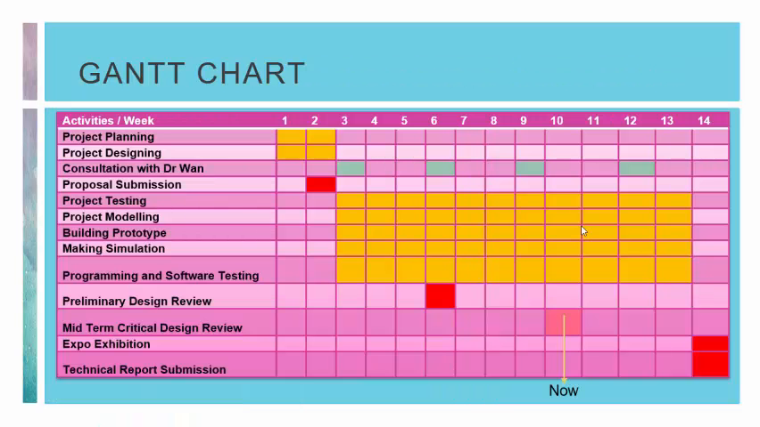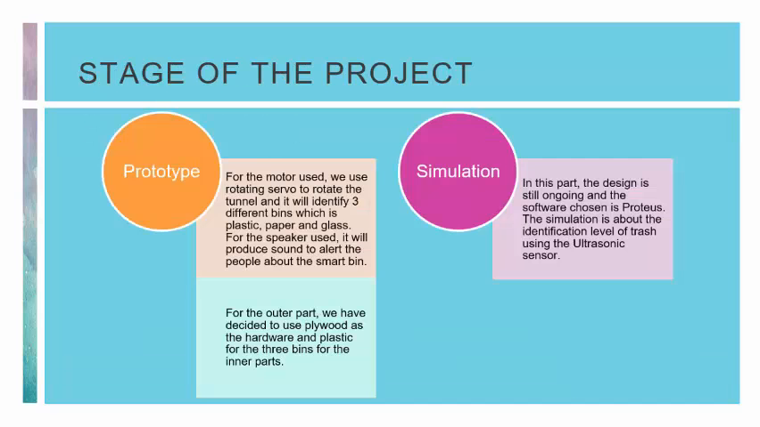For our Gantt chart, currently we are at week 10. So we are still undergoing project testing, project modeling, building the prototype and making the simulation. And for this week, we are submitting our midterm critical design review.